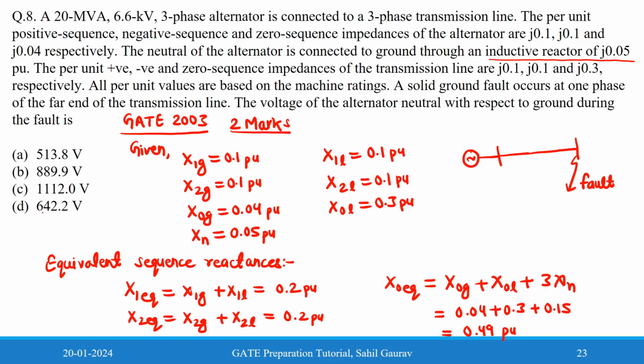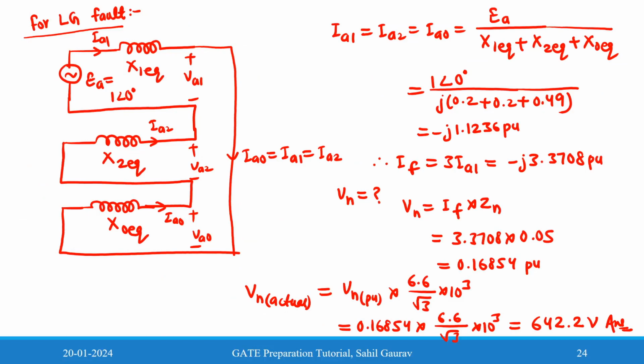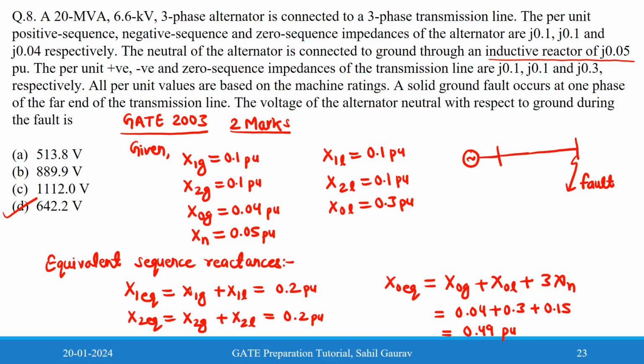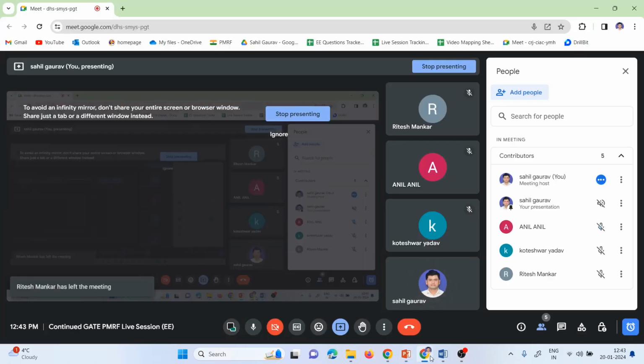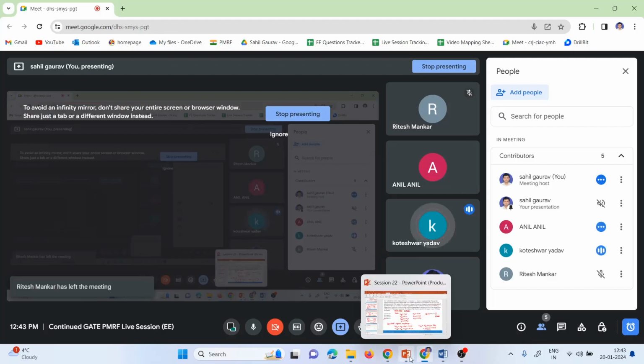So the correct answer is D option. Any doubt in this problem? Anil Koteswar? Clear, sir. Yes? Clear, sir. Got it, sir.